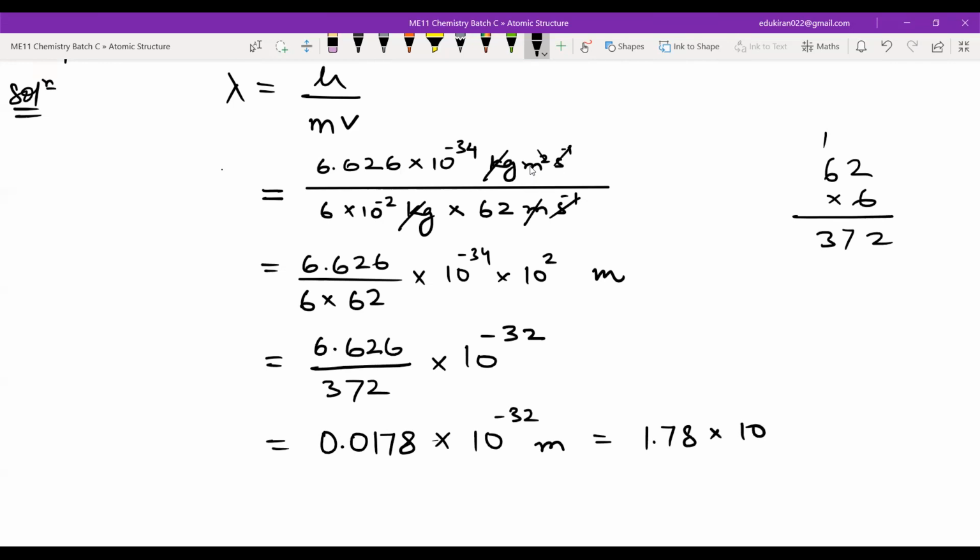1.78 into 10 to the power minus 34. So up to how many decimal places should we find? See, what I have seen is that you should have two non-zero numbers after the decimal place. Okay, for being on the safe side, two non-zero after the decimal point.